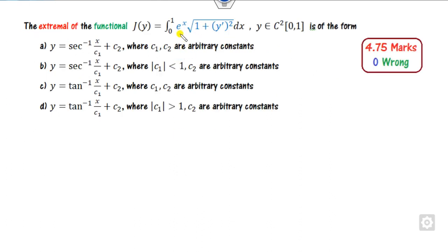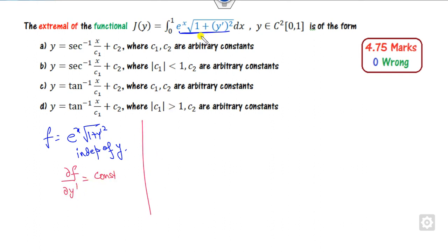Okay, so here you can see this f is independent of y. So once it is independent of y, we can start from here as a constant. So what is the derivative of this? 1 over 2 times (1 plus y square), and 2 times y dash is constant. So 2 will be cancelled out. I can write it as e raised to the power x, y dash. The constant is my say c, 1 plus y dash square.